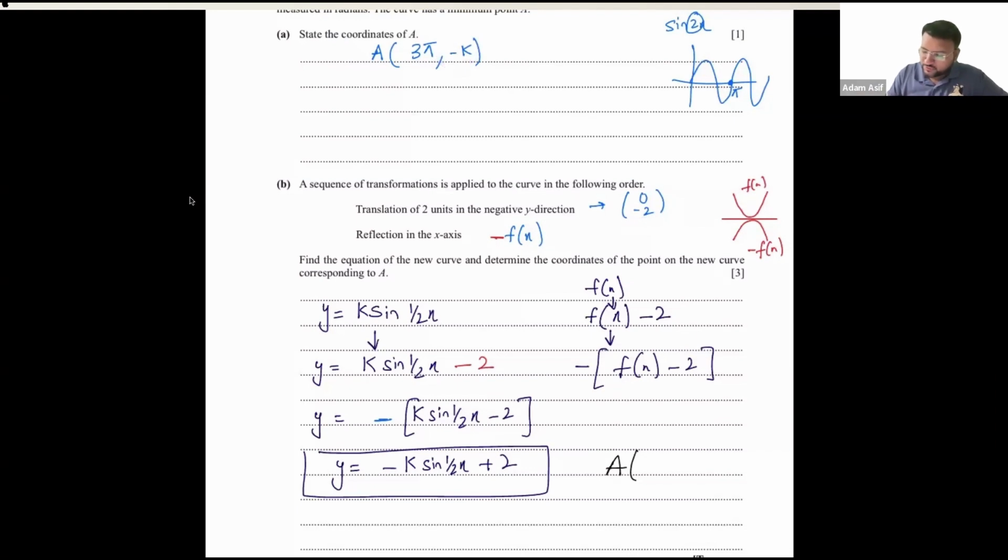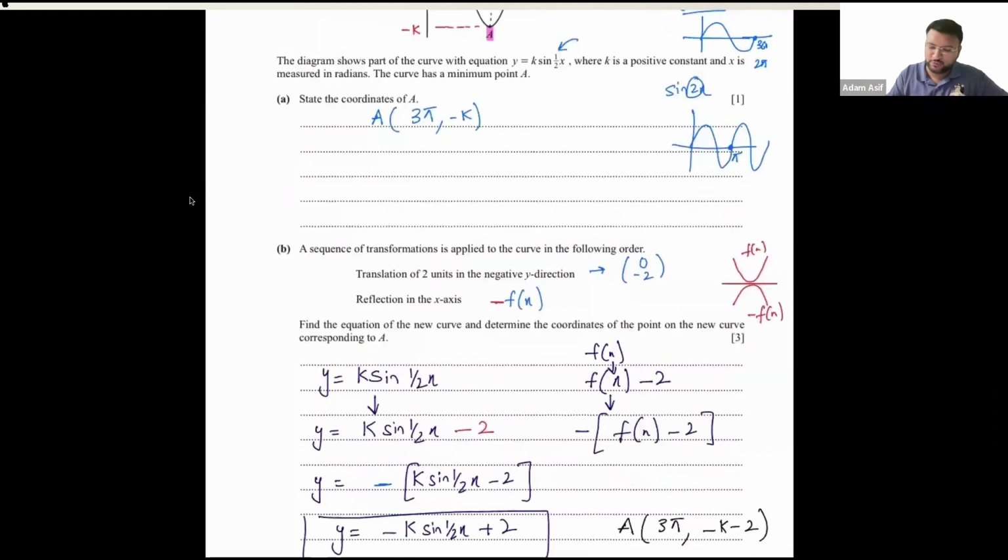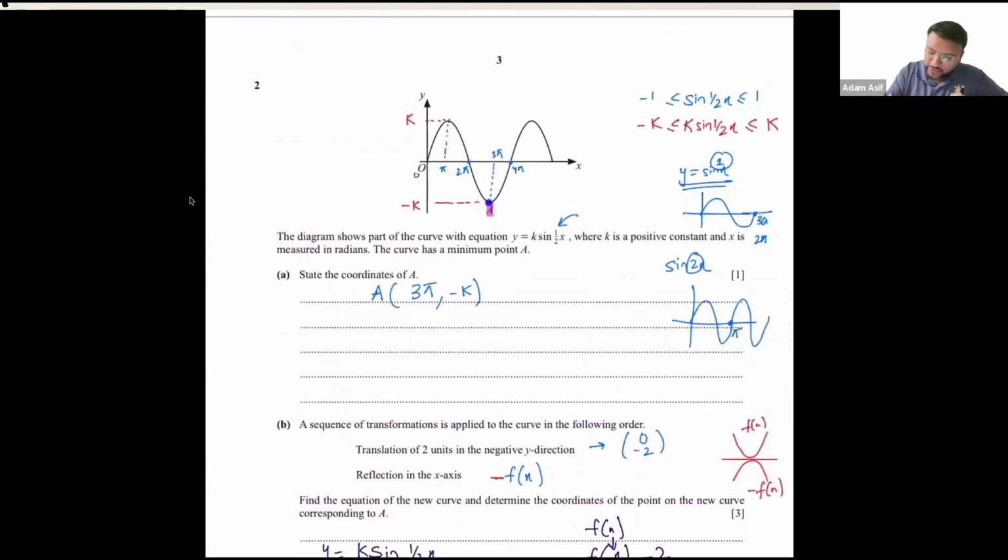पहली ट्रांसफॉर्मेशन के बाद कोऑर्डिनेट्स हो जाएंगे राफे, 3 पाई कॉमा माइनस k माइनस 2. सही है? हाँ, माइनस k माइनस 2. This means point A 2 units down आ गया है. अब जब ये point A 2 units down आ जाएगा, the value is going to be minus k minus 2, right? Now, what will happen if this point gets reflected in the x-axis now? What are the coordinates going to be of this new point?